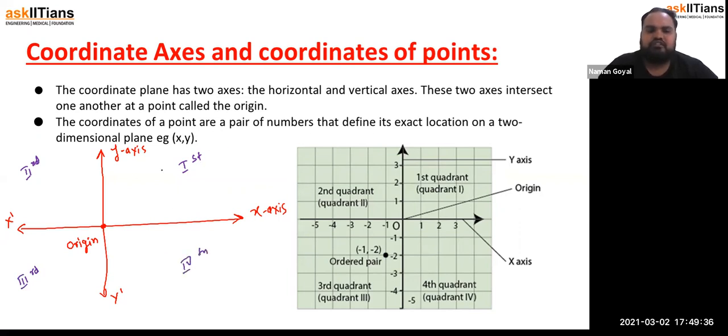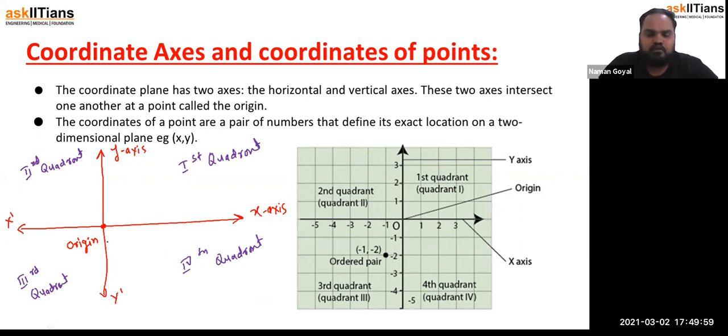So this part is known as the first quadrant. This is known as the second quadrant. This is known as the third quadrant. This is the fourth quadrant. Got it?